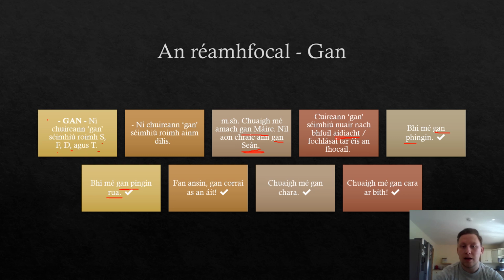Fan ansin gan corraí as an ait. Stay there without moving from this spot. So we have words coming after it. Chuaigh mé gan chara. I went without a friend. Gan chara. There's nothing coming after it. There's no adjectives, there's nothing. So gan plus the Séimhiú, we have it here: gan chara. And chuaigh mé gan chara ar bith. I went without a friend at all. So again, we see that lightened up here. Gan cara, no Séimhiú, because we have this word coming after it.